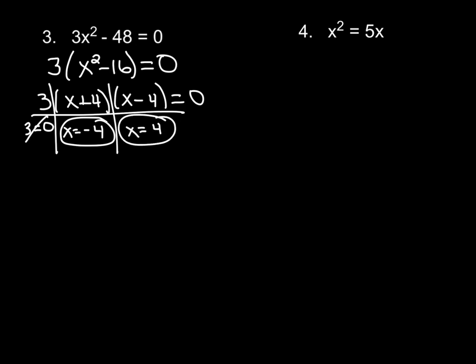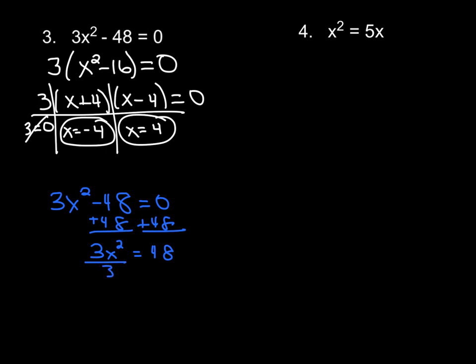Now, one thing I want to point out about this question, I don't recommend doing it this way, but if you wanted to, another way you could have solved this question is you could have first just added 48 to both sides of the equation, leaving you with 3x squared equals 48. Then you can divide by 3, leaving you with x squared equals 16. And you could take the square root.